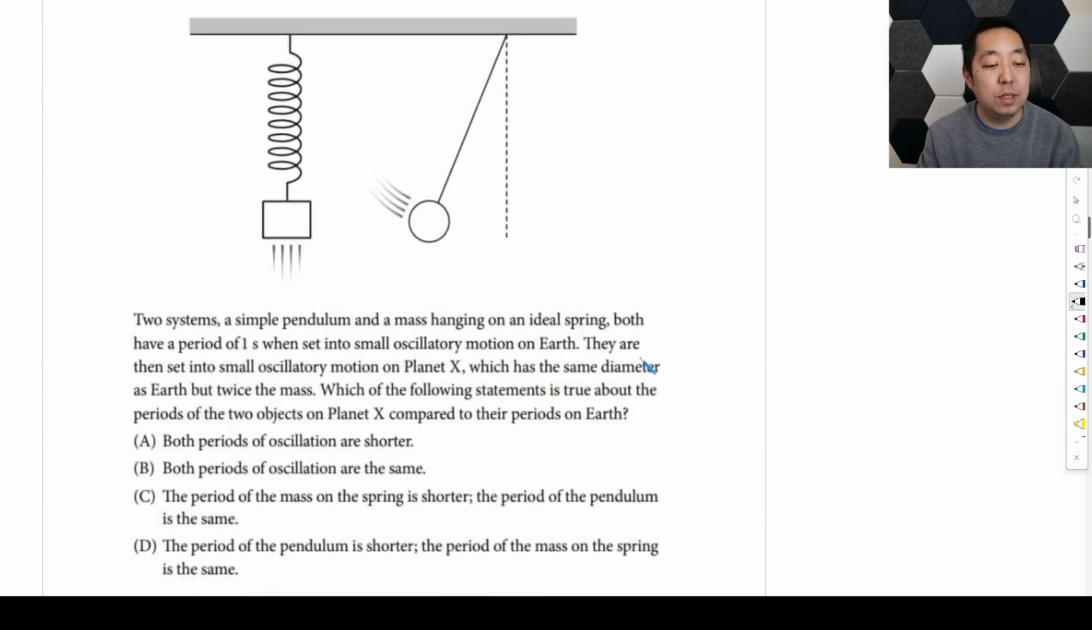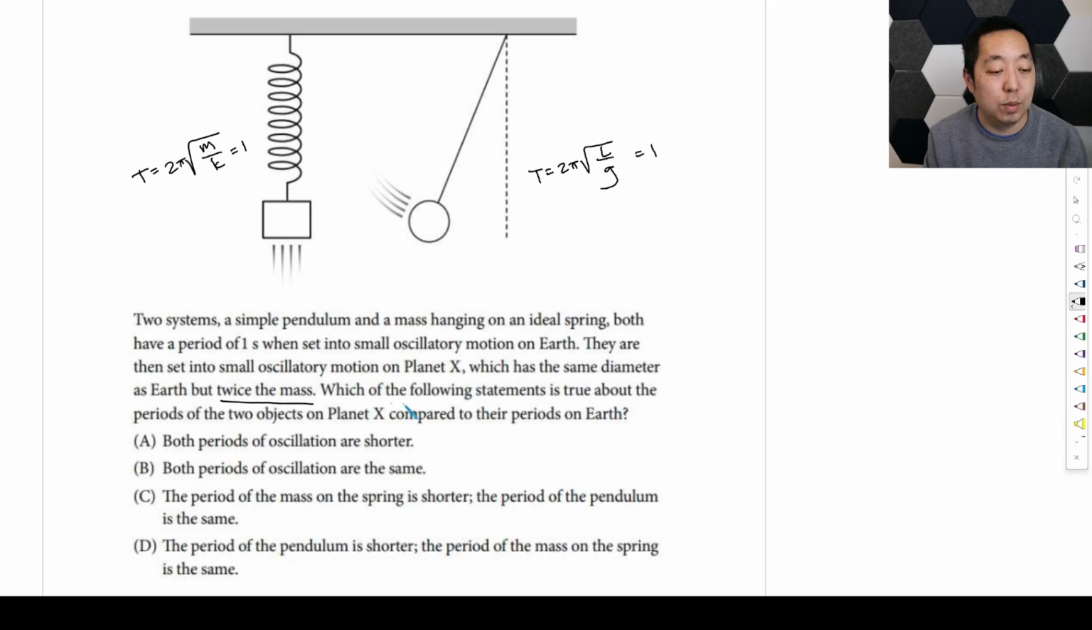All right, two systems: simple pendulum, mass hanging on an ideal spring, both have a period of 1 second. So the period of a pendulum, remember, is 2 pi root L over g, and the period here is 2 pi root m over k, and they're saying this is equal to 1 in both of these. They are then set to small oscillatory motion on planet X, which is the same diameter as Earth, but twice the mass. So this is relating a little bit to what's going to happen here.